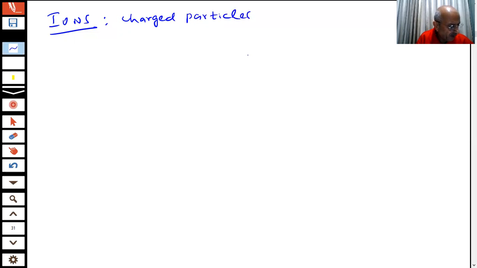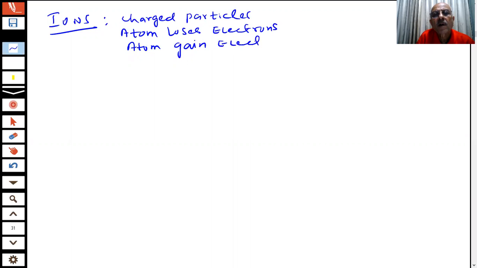How will ions be formed? If an atom loses electrons or gains electrons, then what will happen? It will become charged, students. If it loses electrons, then what will be the charge on the ion? It will become a positive ion. And if it gains electrons, then it will become a negative ion. Yes or no? Tell me.